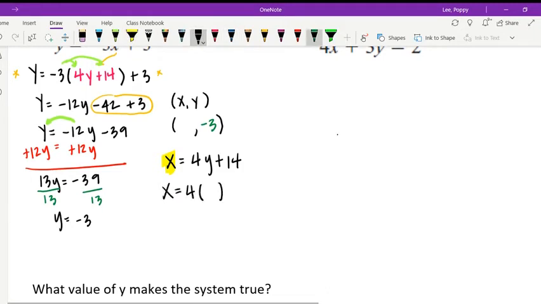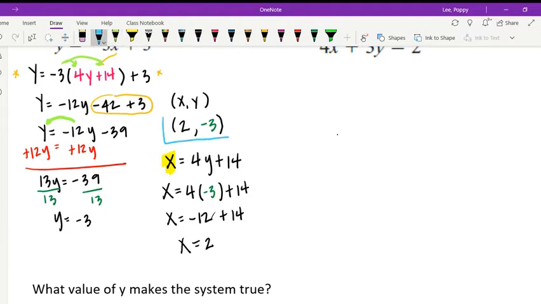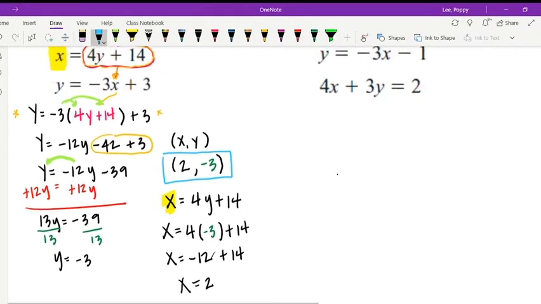So 4 instead of y is going to be -3. So 4 times -3 plus 14. So x equals -12. 4 times -3 is -12 plus 14. So x equals -12 plus 14 is 2. So I put that 2 right back up there in my ordered pair, and now I have a complete ordered pair, 2 comma -3. That's your answer.